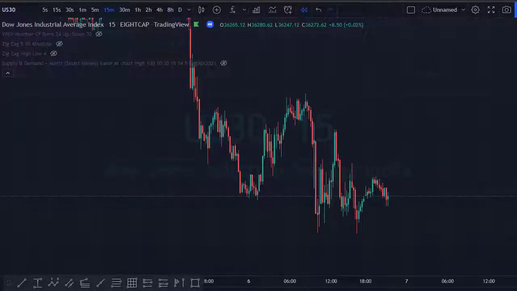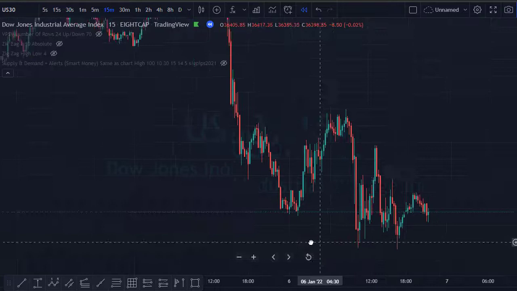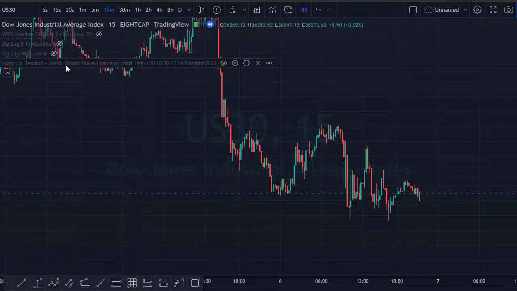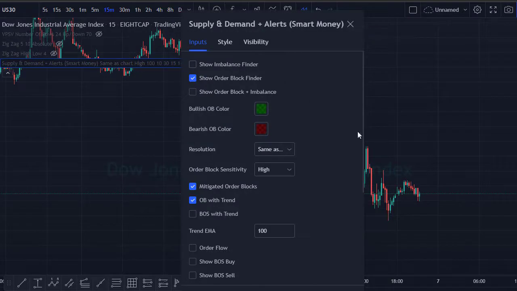Hey, I thought I'd do a training today, just going over the supply and demand indicator. Here's just another way you could trade it, and I'm going to show you the settings that I'm using right now.